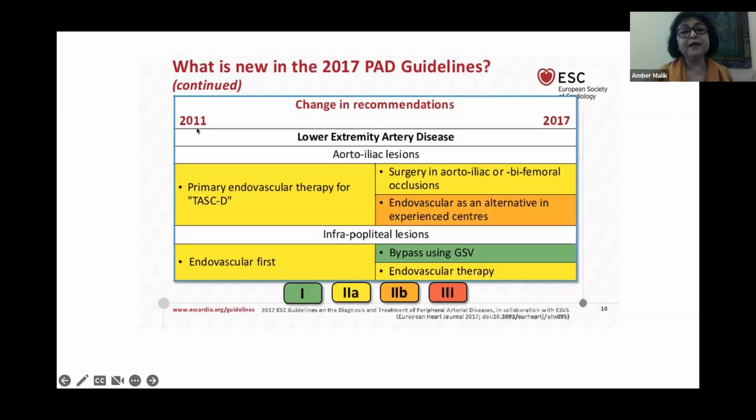So in 2011, they used to only talk about primary endovascular therapy, but now they are suggesting surgery in the aorto-iliac segments as well, however, endovascular as an alternative. And the interesting thing is for infrapopliteal lesions, they talk about surgery and endovascular therapy. Let me tell you that our vascular surgeons, in my experience, and if there is a vascular surgeon in the audience, feel free to speak up, do not do infrapopliteal lesions. In fact, people have gone away from even doing fempop bypasses, or actually good bypasses in the leg as well. So we are doing more and more endovascular therapy, because that is the only thing that really helps our patient, because nobody will do an infrapopliteal bypass for them using a saphenous vein graft.